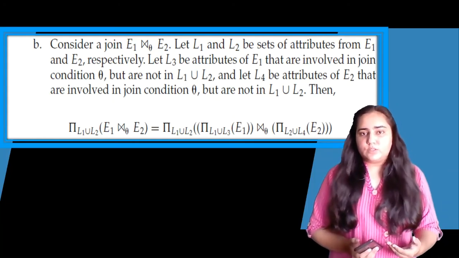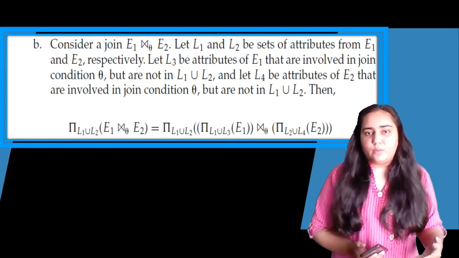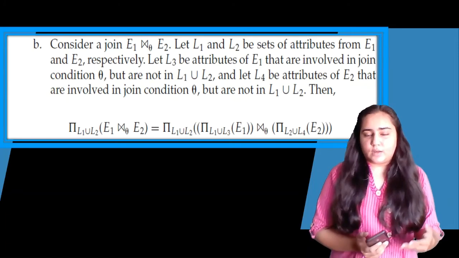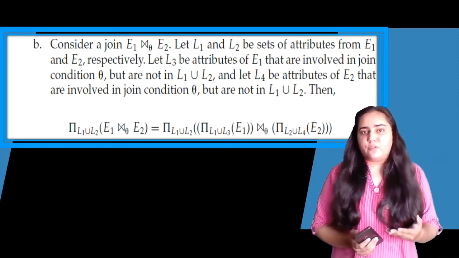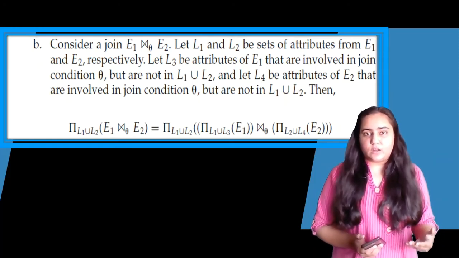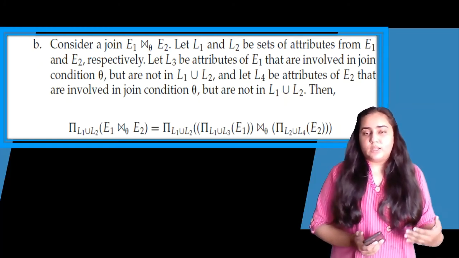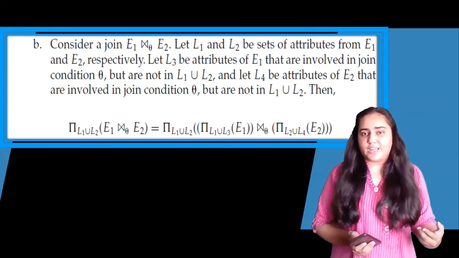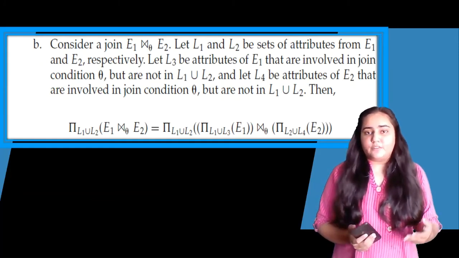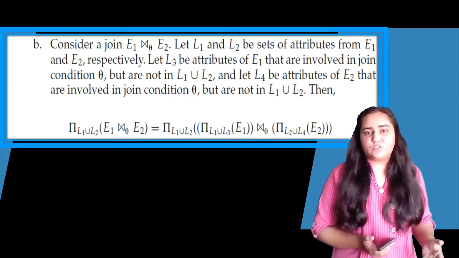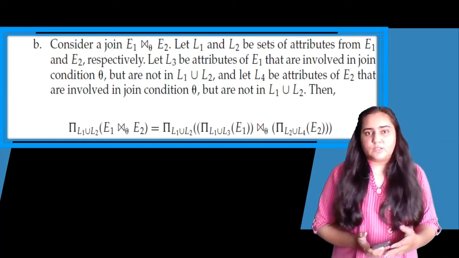So this would be equal to, what you can do here is keep pi as it is. So we are keeping pi L1 union L2 as it is outside the bracket. And inside the bracket, we are trying to extract the columns. So from E1, the columns that are necessary are columns L1 and L3. And from E2, the columns that are necessary are columns, list of columns L2 and L4. So we are getting those columns out first. And after doing that, we are performing a theta join. And after we finish doing the theta join, then we extract only L1 and L2 columns, which need to be displayed as a result. So I hope you understood this.